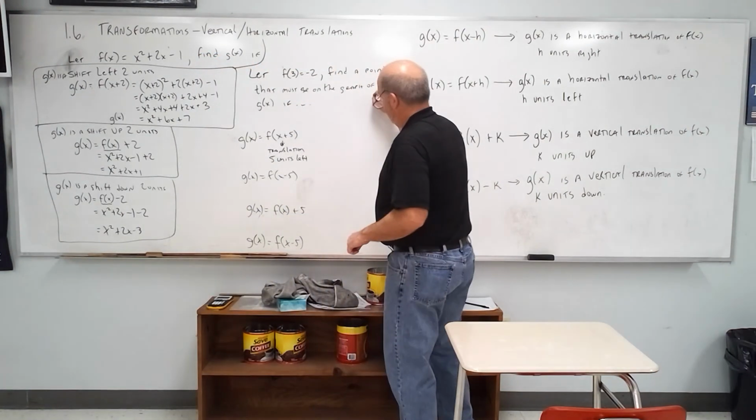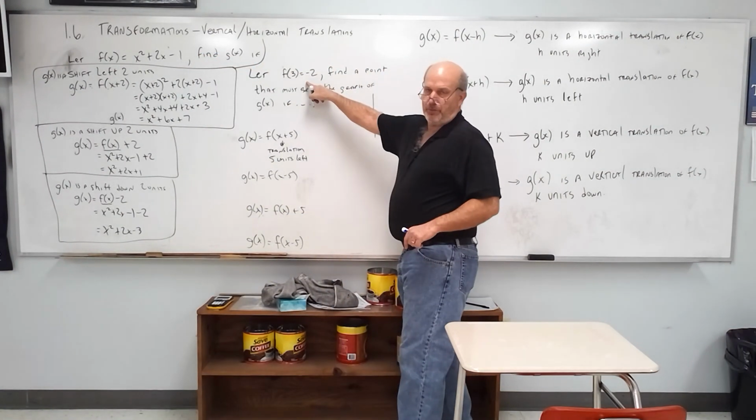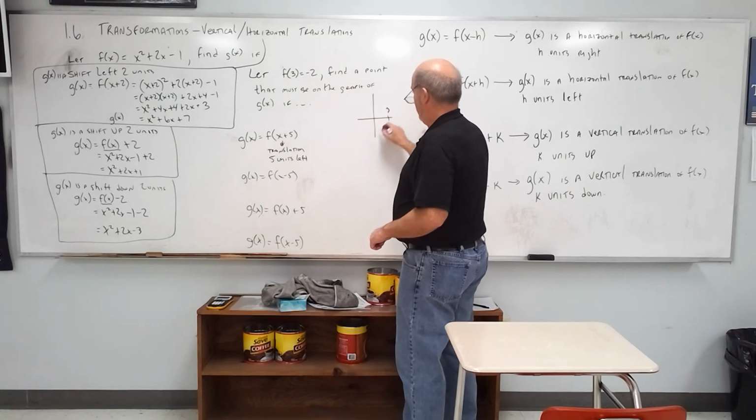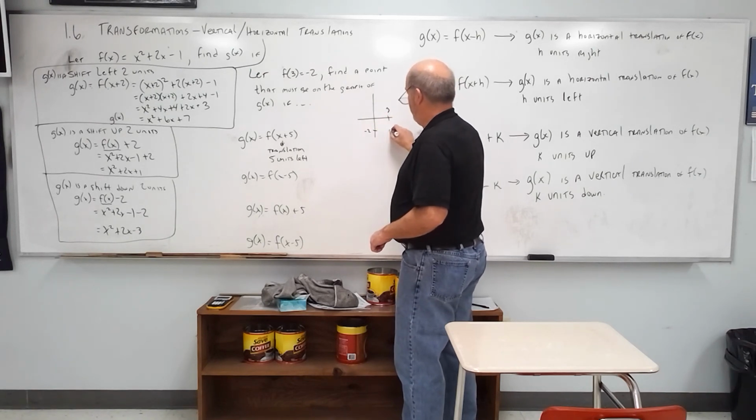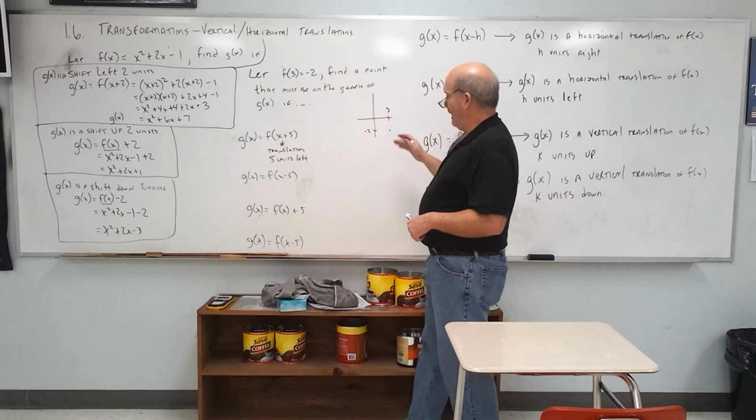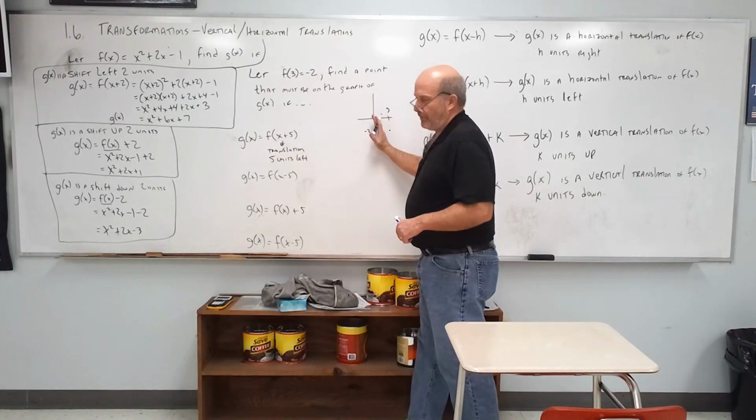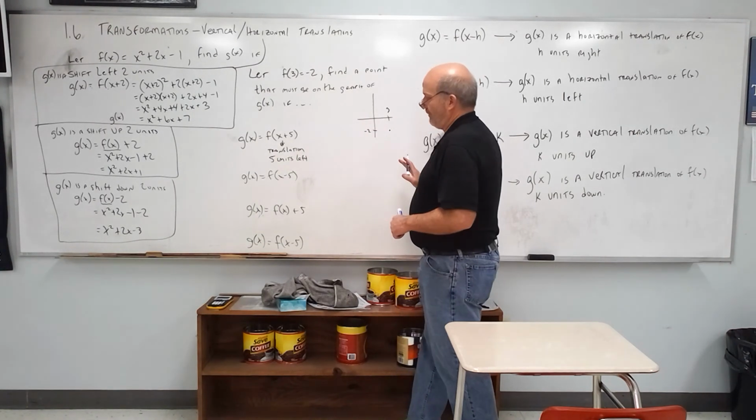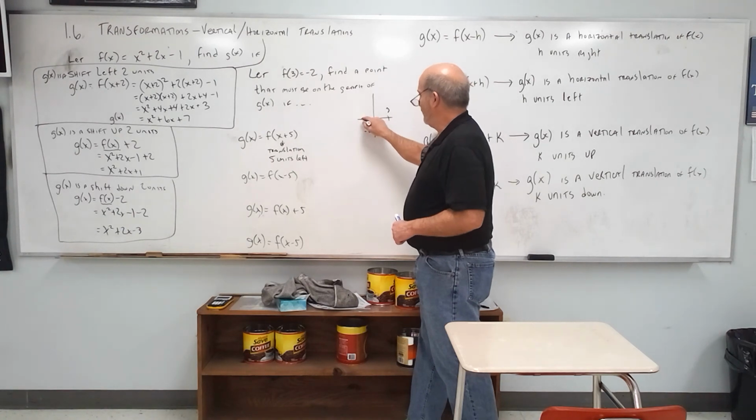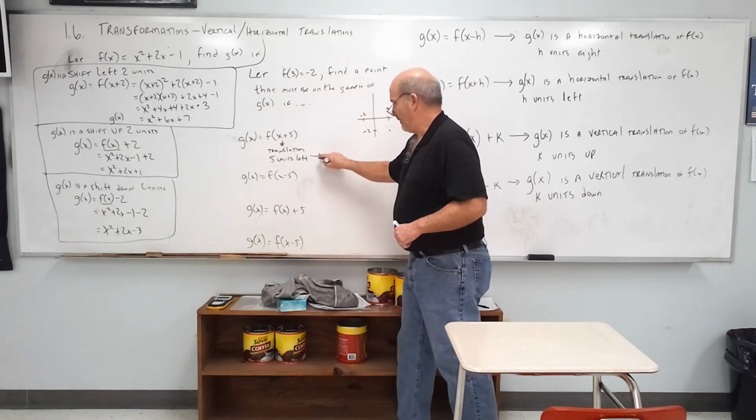If I look at the point I'm giving, the point 3, -2 is on the graph. That looks like 3, that looks like -2. If I want to shift that 5 units to the left, if I go 3 units to the left, I'm at the y-axis. If I go 2 more units to the left to make 5 units to the left, I'm at -2. So this point moving 5 units to the left becomes the point -2, -2.